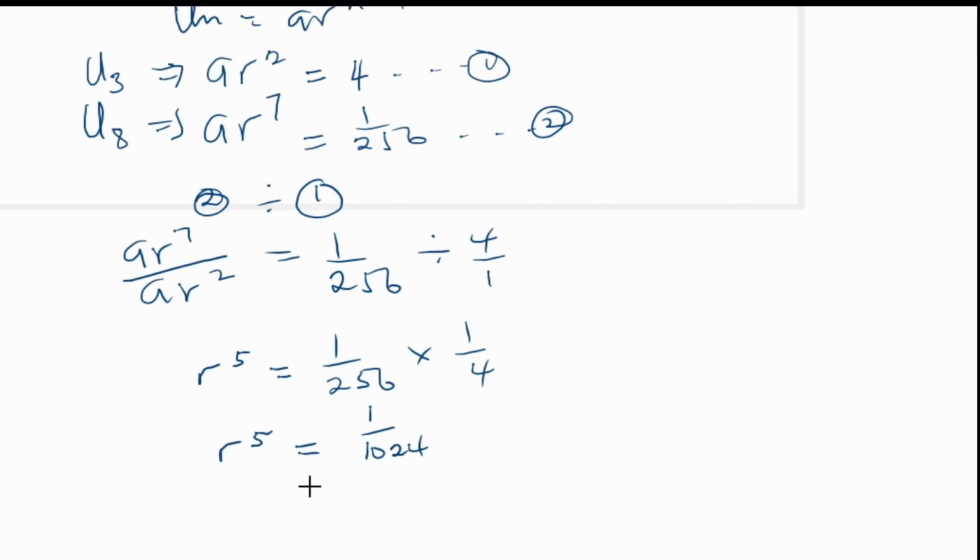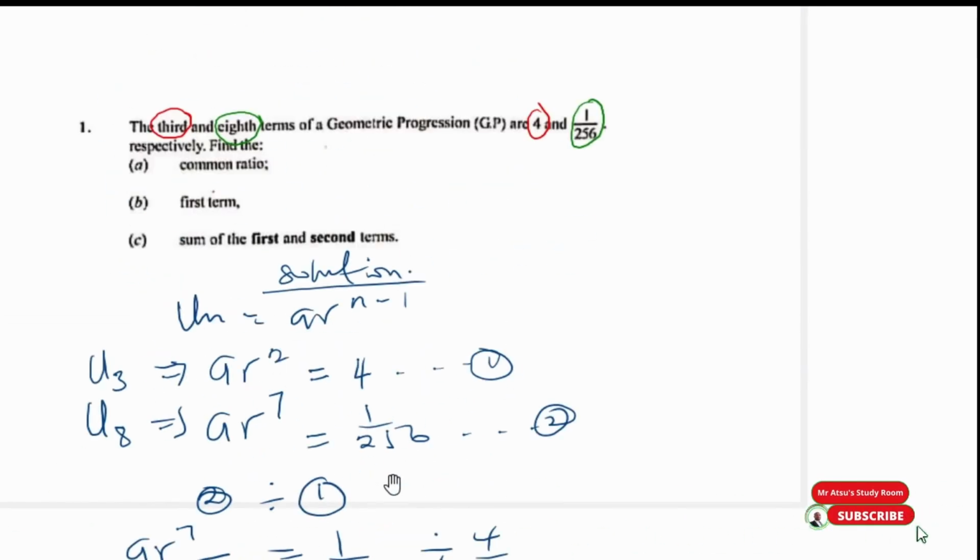And remember, we are solving for the value of r and not r^5. So how do we do that? It will be important for us to take the fifth root, and the root we take is always determined by the exponent of the number. So it's 5, that's why we are taking the fifth root, and we take the fifth root of both sides, and the exponent 5 will cancel out the fifth root. We have r, and the fifth root of 1 over 1024 from our calculator is going to give us 1 over 4, and that is the common ratio, which is the A part.